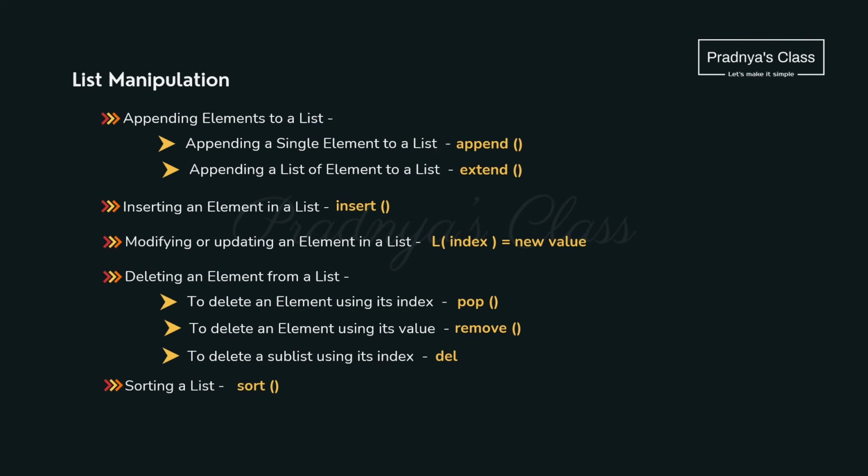Here is the summary of the different operations that we performed on the list. We can append the elements. For that we have two methods, append and extend. The append method will append a single element, whereas extend will append a list of elements. For inserting an element at a specified location, we have the insert method. If you want to modify or update an element in the list, then you directly assign the value using the index. Here are some of the options to delete an element using pop, remove, del. If you want to delete all the elements, we have the clear method too. And if you want to sort the elements, we can use the sort method.